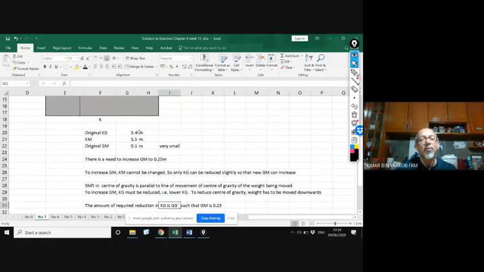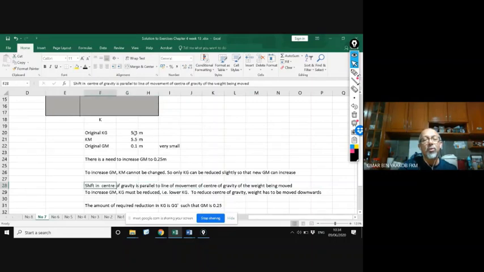The original KG is 5.4. KM is 5.5. So the original GM is 0.1 meter, which is very small. So there is a need to increase it to 0.25. To increase GM, KM cannot be changed because you are already floating at that draft. So only KG can be reduced slightly so that the GM can increase. The shift of the center of gravity is parallel to the line of movement of the weight being moved. This is the rule.